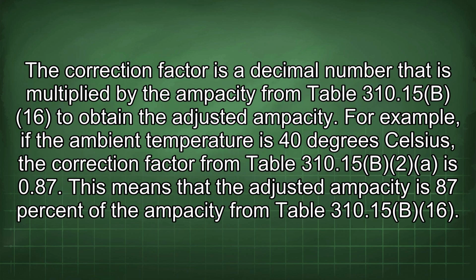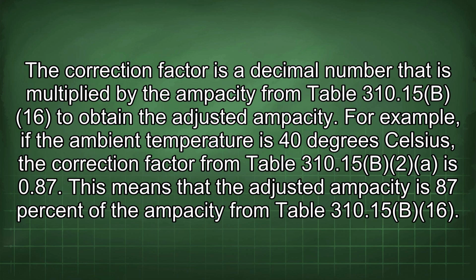The correction factor is a decimal number that is multiplied by the ampacity from Table 310.15(B)(16) to obtain the adjusted ampacity. For example, if the ambient temperature is 40 degrees Celsius, the correction factor from Table 310.15(B)(2)(a) is 0.87.